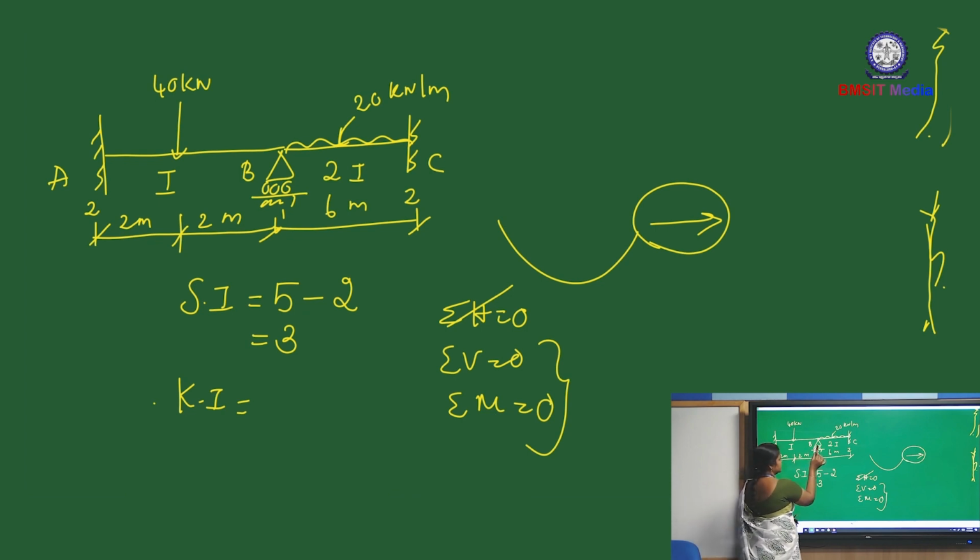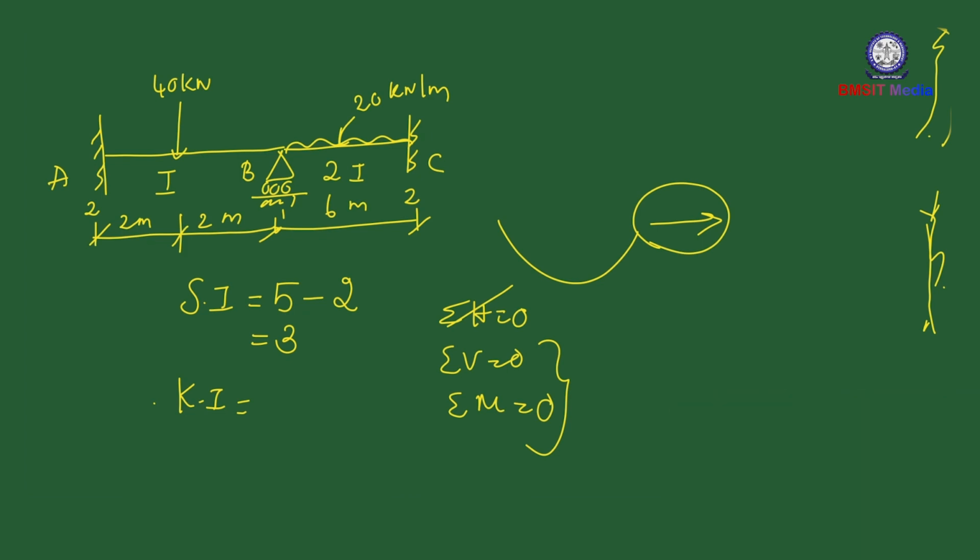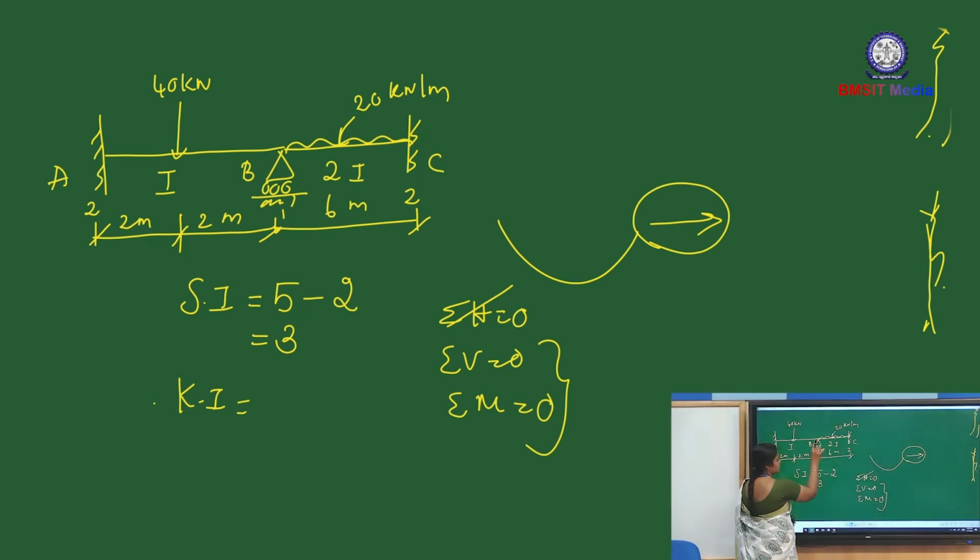Coming to here, the degree of freedom is 1. It does not allow any vertical movement, so only rotation is possible. We have already neglected the horizontal displacement, so we don't consider that. So the rotation at B is there, and the degree of freedom is 1. Similarly, this is a fixed support, so the degree of freedom is 0. So kinematic indeterminacy equals 1, that is theta B.